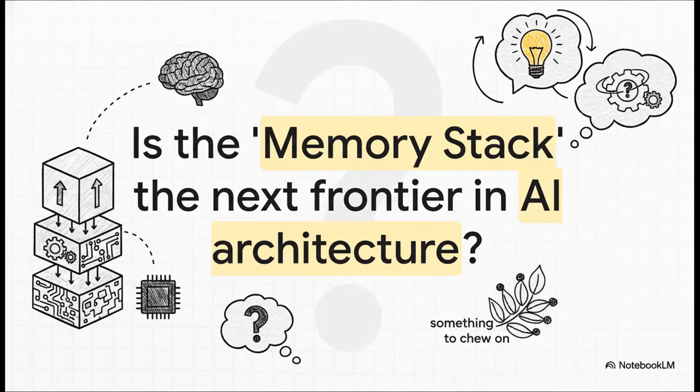And all of this leaves us with one last, big question to chew on. As these agents get more and more complex, are we actually witnessing the birth of a brand new, dedicated memory stack in AI architecture? You know, a whole layer where cognitive systems like MemGPT and efficiency engines like LMCache work together seamlessly? It's definitely something to think about.